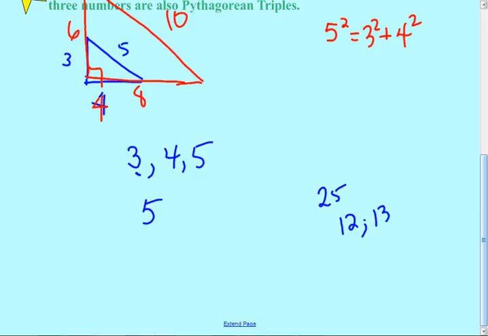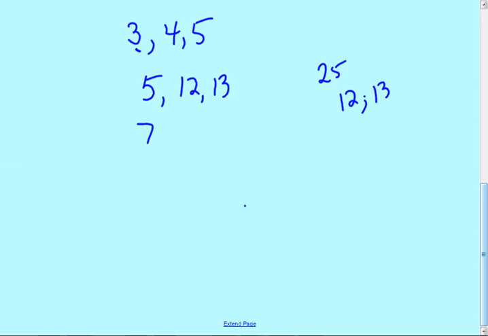Okay, guys? Because if you can generate these, you don't have to memorize them. If I do 7 and I square it, I get what? 49. What's half of 49? It's about 50. So 24, and then what? 25. These are consecutive. You square this first number.